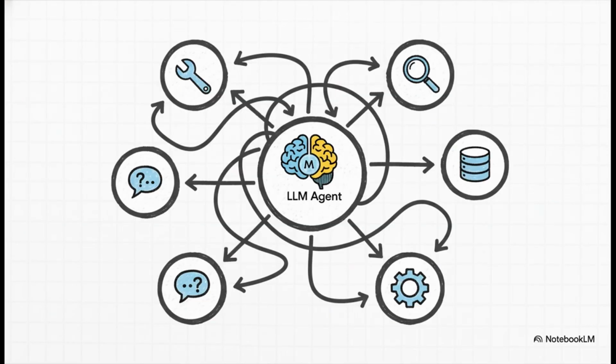So, instead of that simple, straight-line chain, LangGraph thinks in terms of a graph. Imagine a flowchart with loops and branches. This structure is what gives the agent its power. It allows the LLM to actually make decisions, to say, okay, that tool didn't work, I'm going to loop back and try this other one instead. It can actually choose its own path.